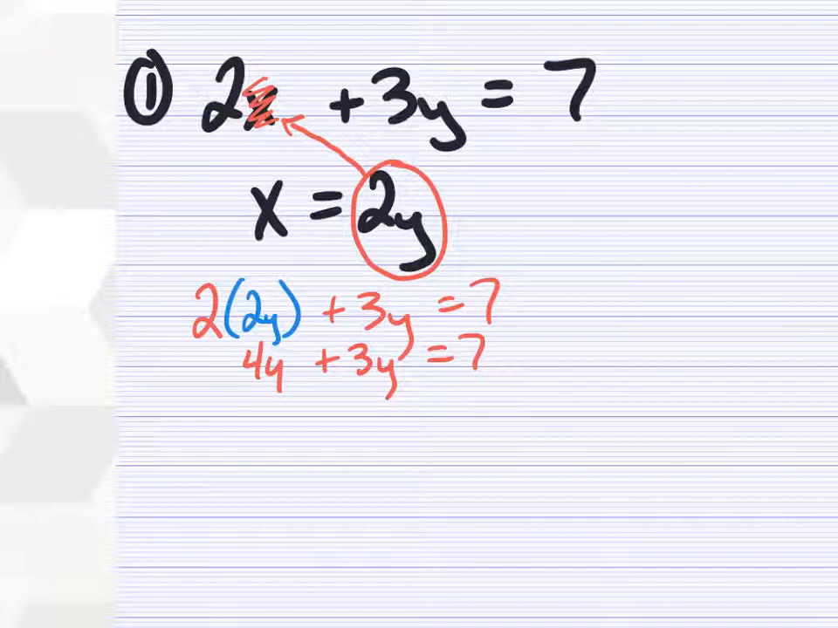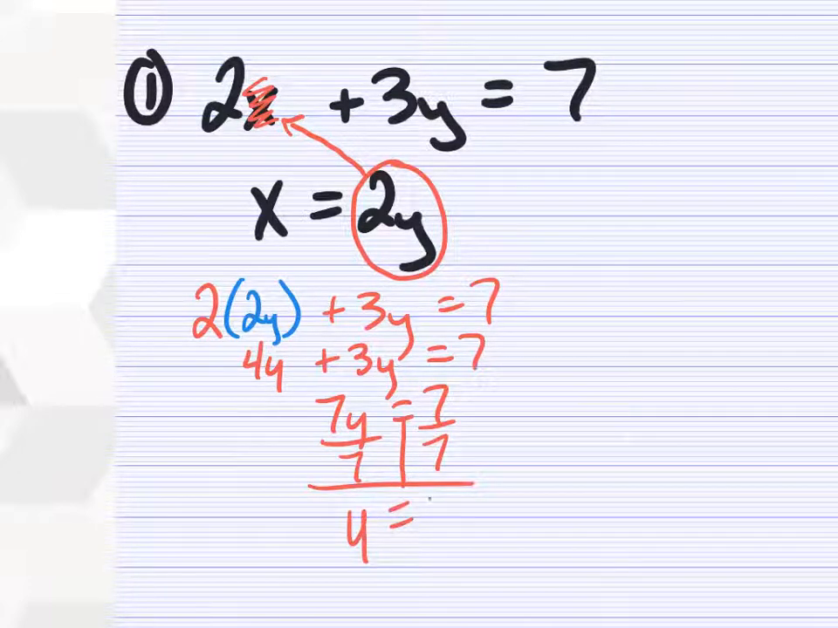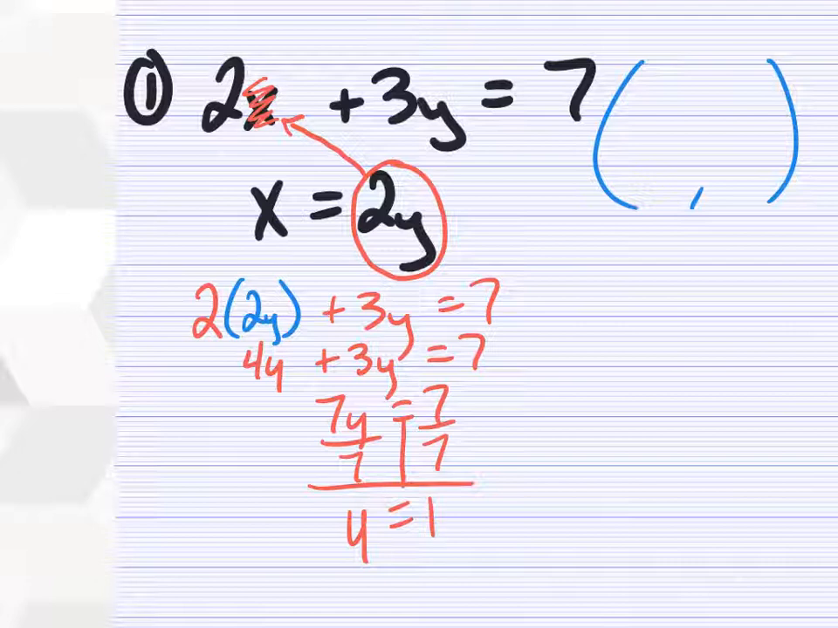And then I see like terms. 4y plus 3y is 7y. Quick upside down t, divide by 7. And I get y equals 1. Now, if you remember from graphing, all of our answers have to look like this, what I'm writing in blue. And since I know the y is 1, I know that number is 1.